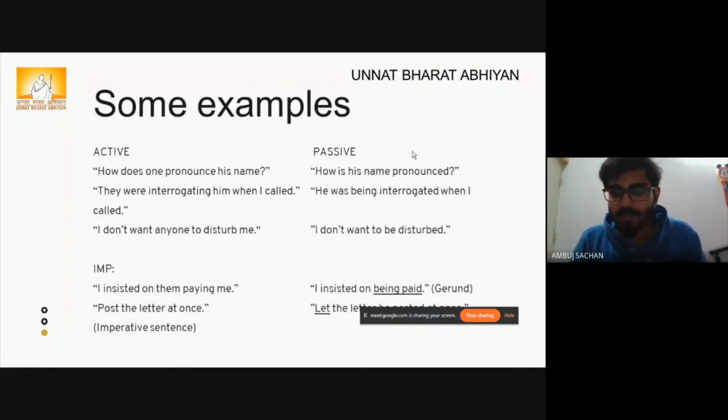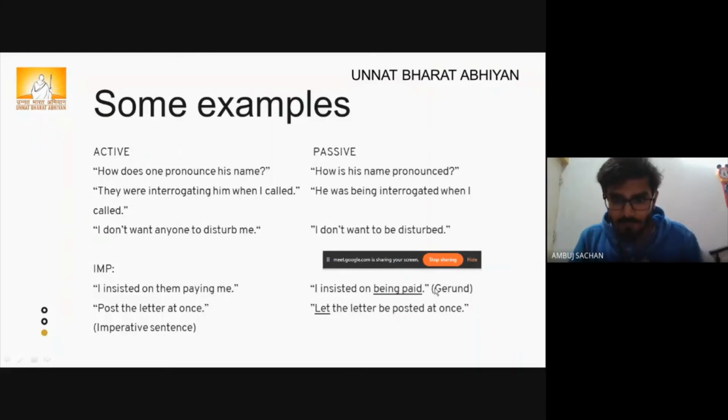Pause this recording for a second and take a brief look at the examples quickly. Please pay attention to the bottom two examples. I insisted on them paying me. I insisted on being paid. This is a gerund.